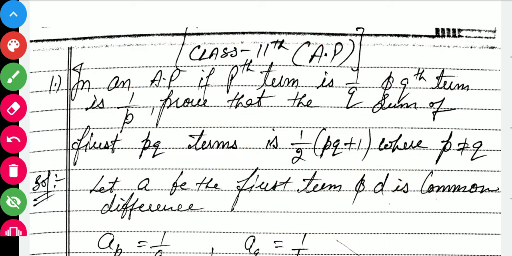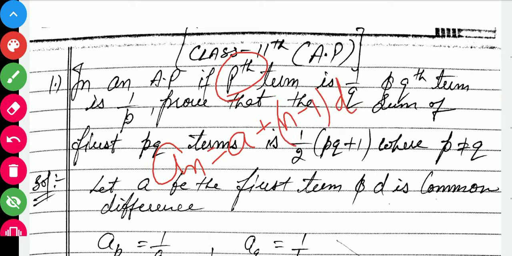So let's start with the given conditions, that is the pth term is equal to 1 upon q. Let us consider the first term is a and the common difference is d. So what would be the pth term? Just use the formula that an is equal to a plus n minus 1 into d. This is the formula of the nth term of class 10th. So ap would be a plus p minus 1 into d.